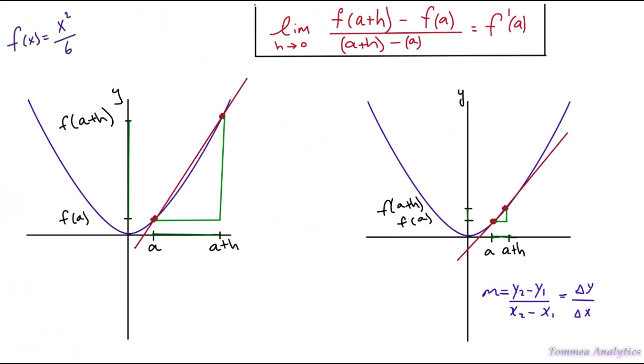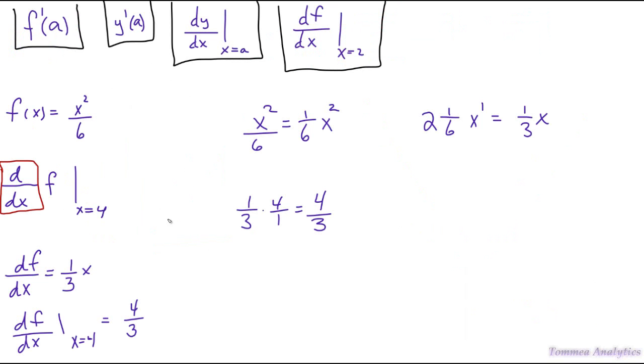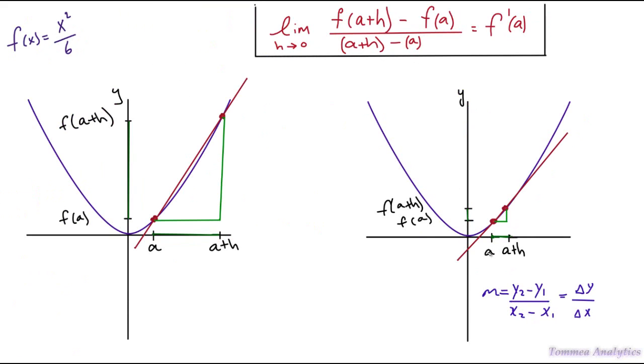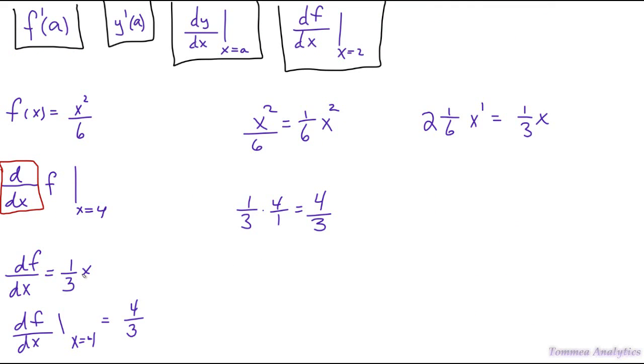Now just one final recap. Please keep in mind that these graphs are not drawn to scale. So we started with the function x squared over 6. We've operated on that function to come up with a new function 1 over 3 times x. We were concerned with the point 4, which lies right here at the point A. We plugged in 4 into the 1 over 3 times x, and we came up with 4/3.